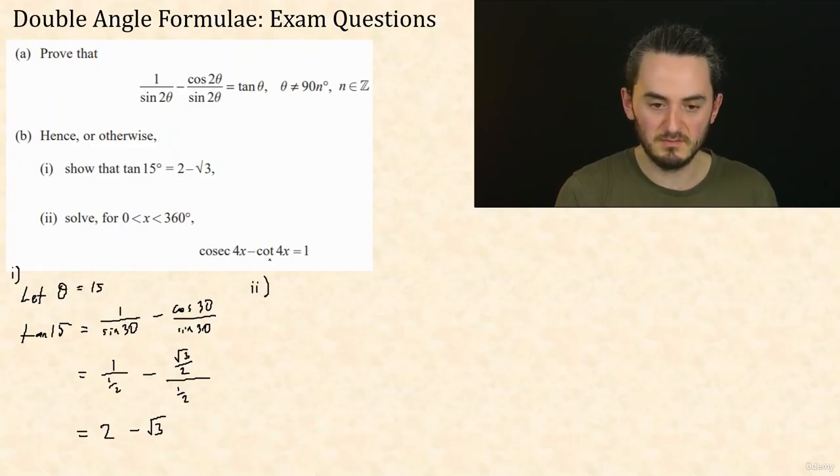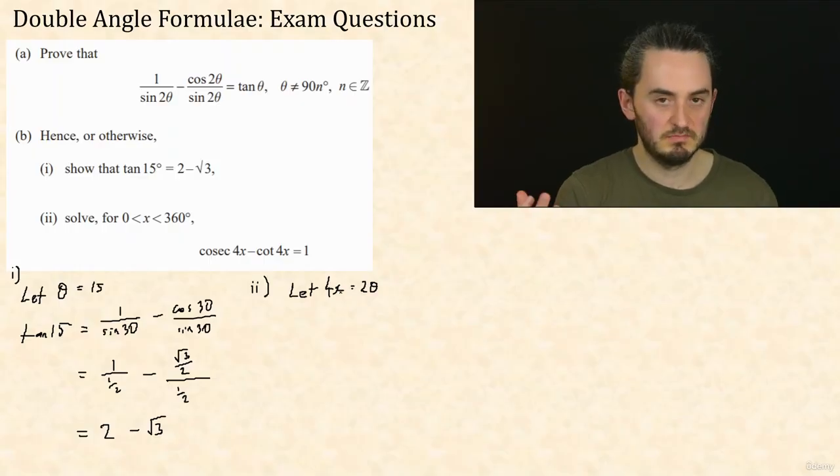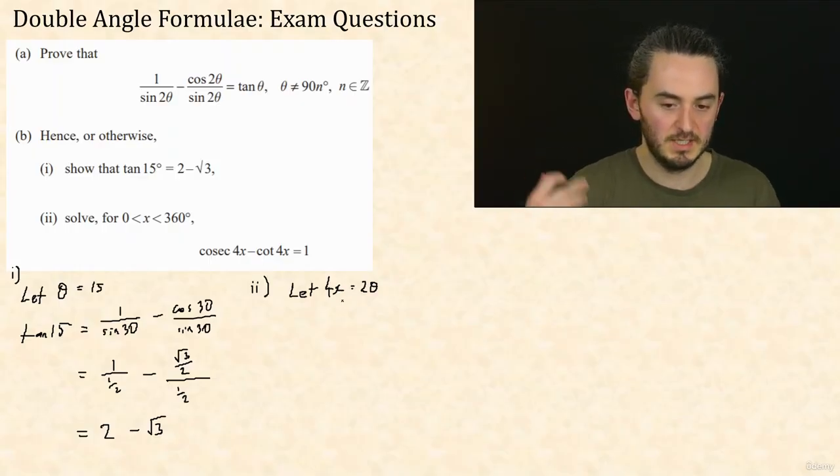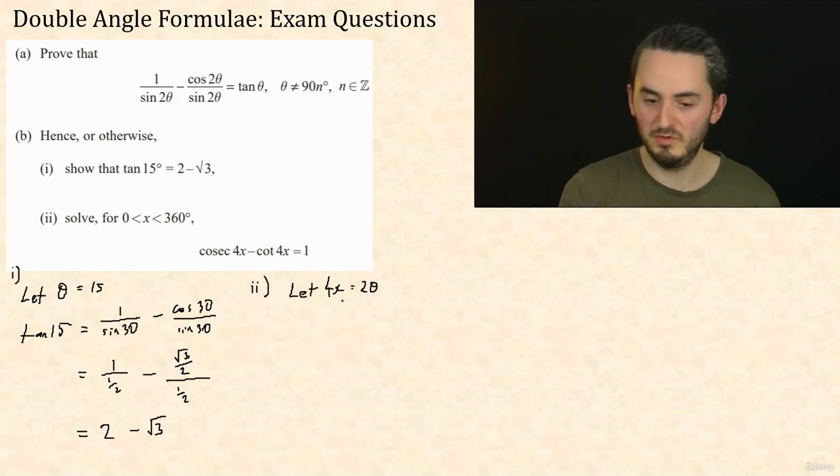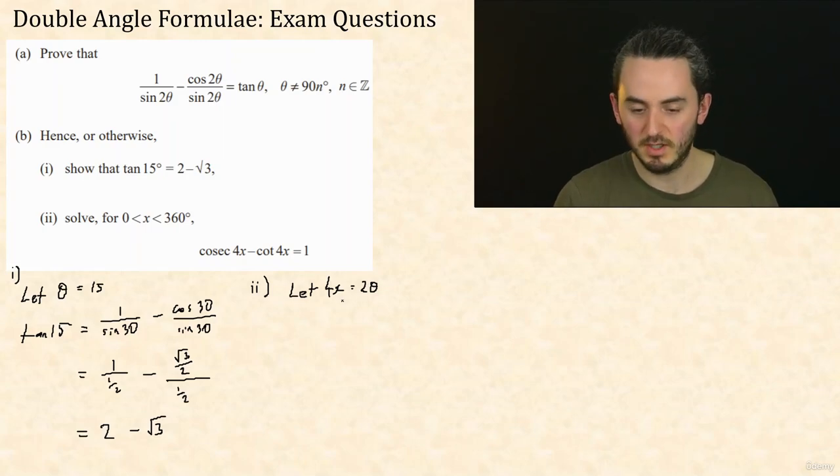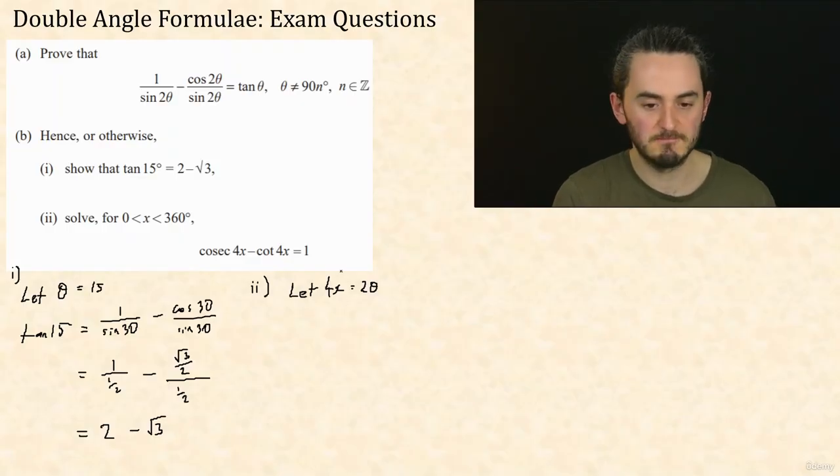But we can make that work for us by just saying let 4x equal 2 theta. You're literally just renaming 4x as 2 theta. And we can do that, right? Because if x was 10, well, 4x is 40. Let's call that 2 theta. Theta can be 20, right? You can always just match them up like that.